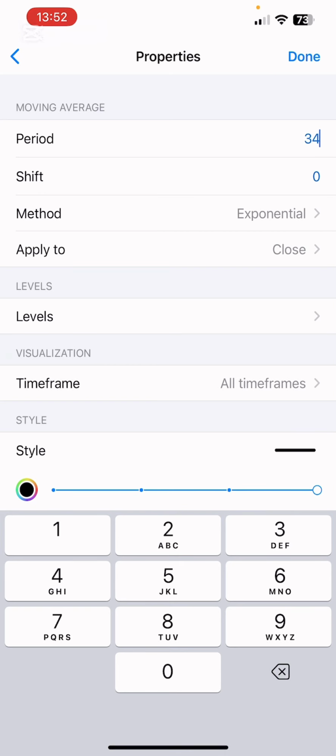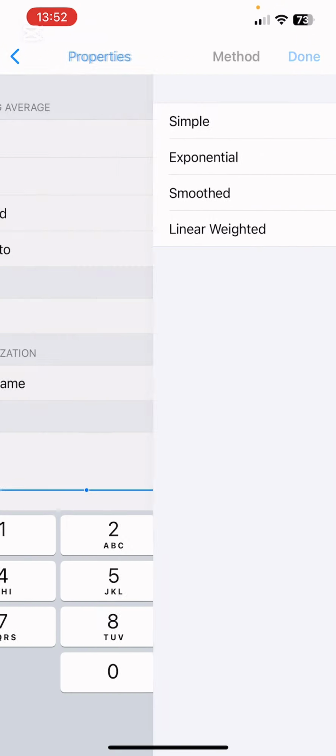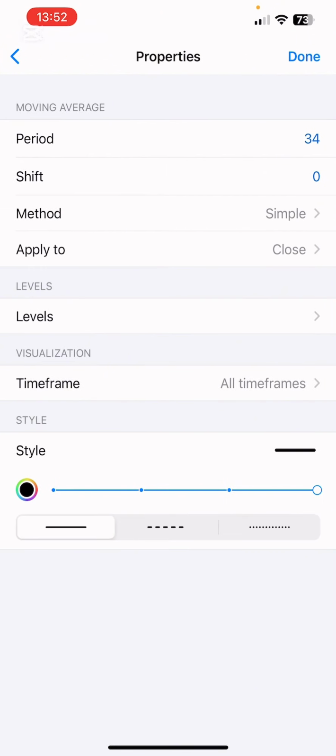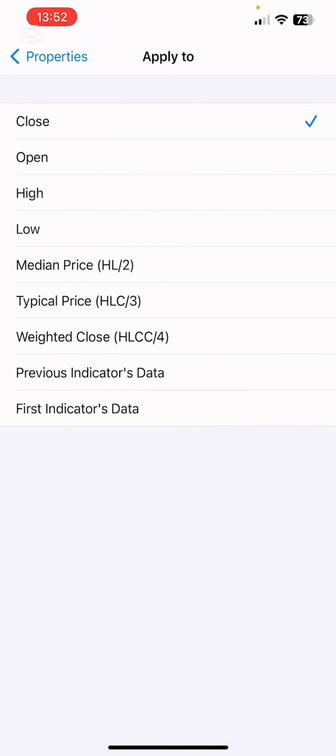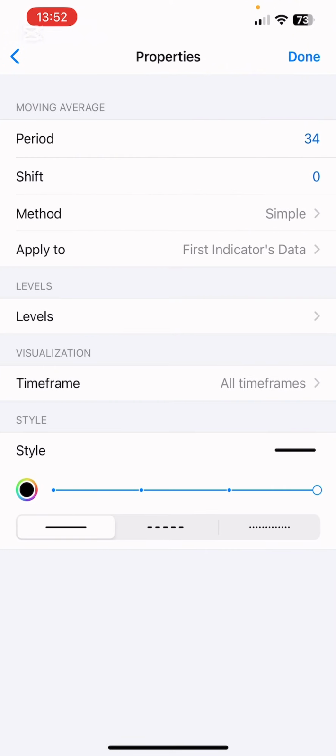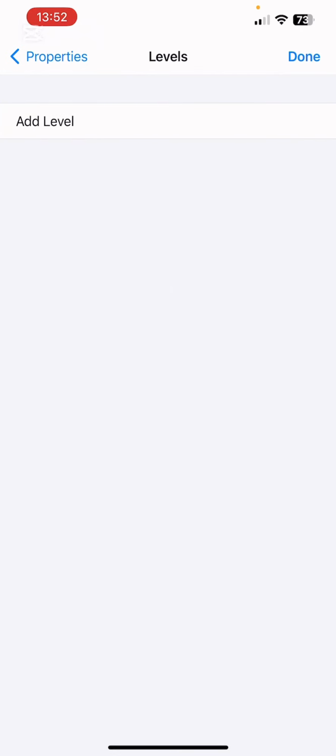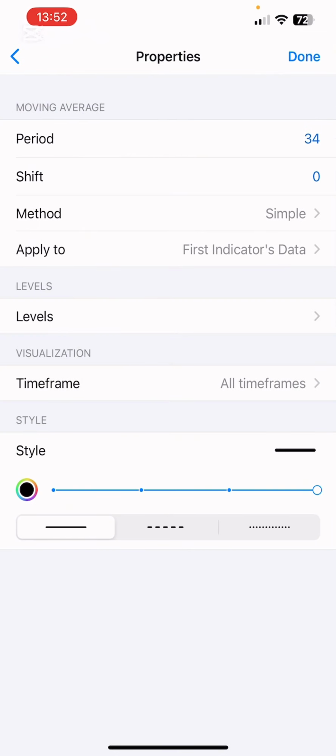34. The period is going to be 34. The shift is going to be 0. The method, you are going to change to simple. Apply to, you are going to choose first indicator data. Hope you are seeing this. Levels, we want no levels, so don't forget about the levels this side. Then you come to time frame, allow all time frame.